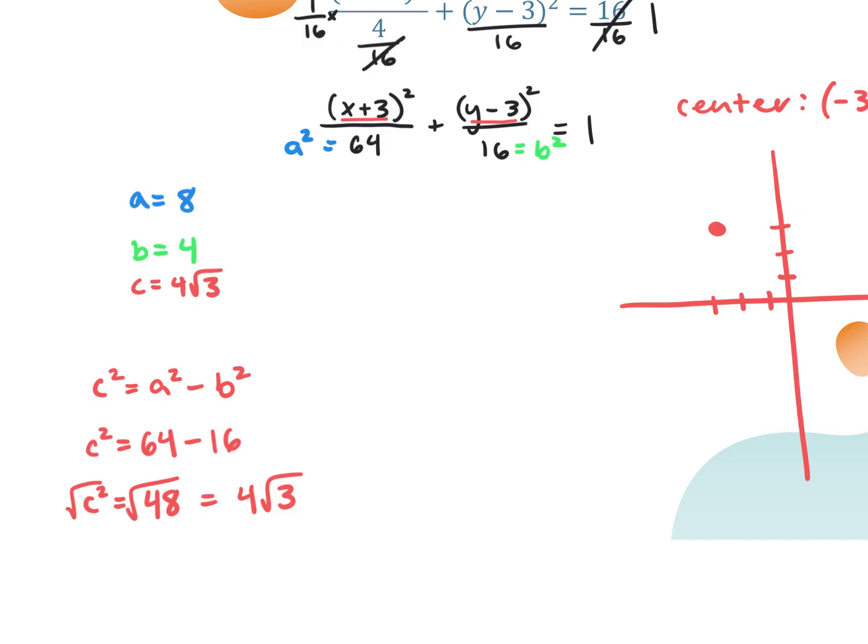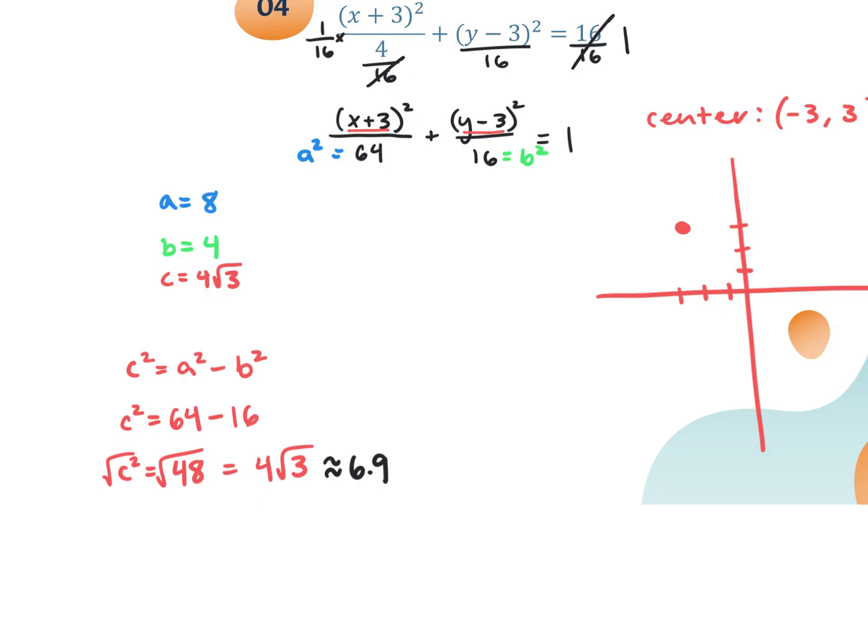About, what is 4 square root 3? 6.9. Because we know that square root 48 is really close to square root 49, which is 7. So you always want to think about your square roots. What perfect square is it closest to? And that'll give you an approximation of your square root.